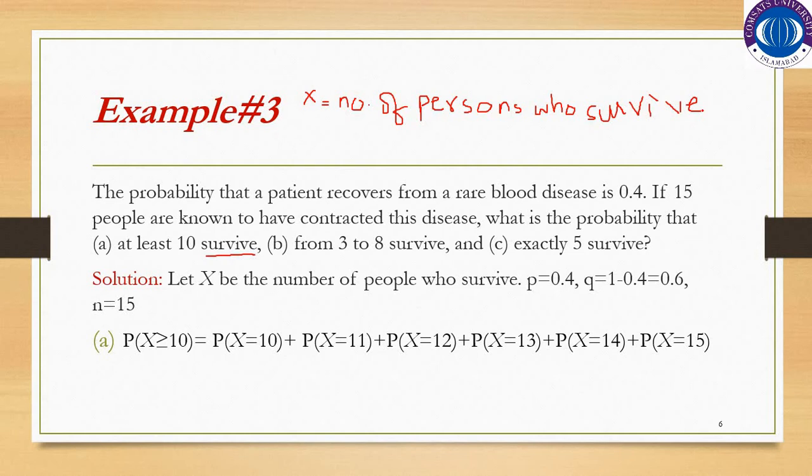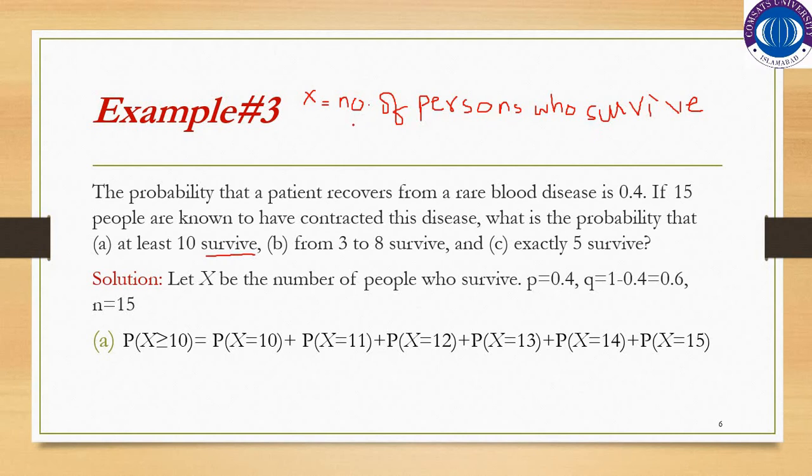If the person contracted the disease, there would be two chances, whether he survives the disease or not. So as you are interested in the number of persons who survive, your success will be the probability of the patient who recovers from the rare disease, and failure will be the probability of the person who does not survive or recover from the blood disease.